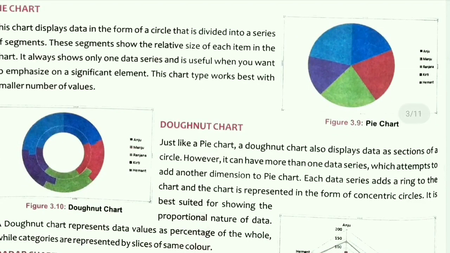Next is pie chart. This chart displays data in the form of circle that is divided into a series of segments. These segments show the relative size of each item in the chart. It always shows only one data series and is useful when you want to emphasize on a significant element. And this chart type works best with smaller number of values.